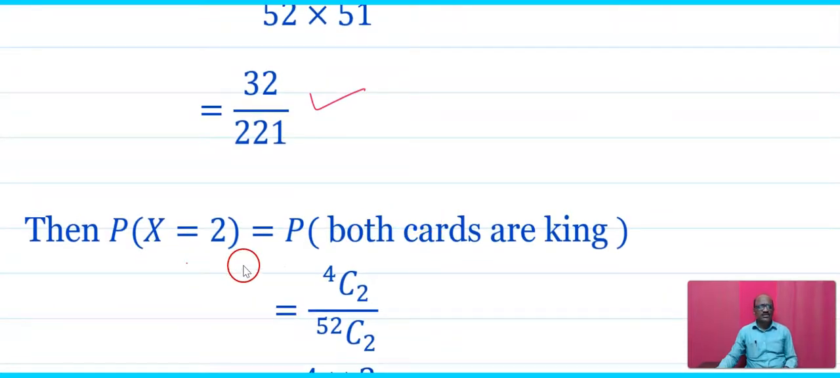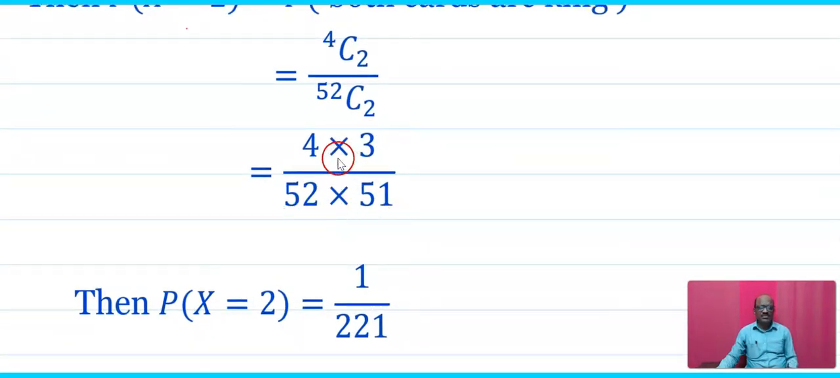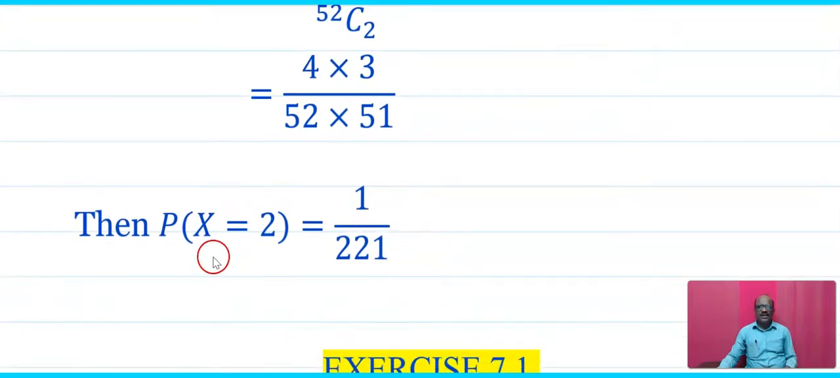Next is 2 kings, that is both are kings. 4 kings are there, so that is 4C2 upon 52C2. This again is the sample space. After simplification, the value of 4C2 is 4 into 3 upon 2, and 52C2 is 52 into 51 upon 2. Overall, after the calculation you will get this. This you are learning in the 11th standard. I will not show it now. Therefore P of X equals 2 is equal to 1 upon 221.